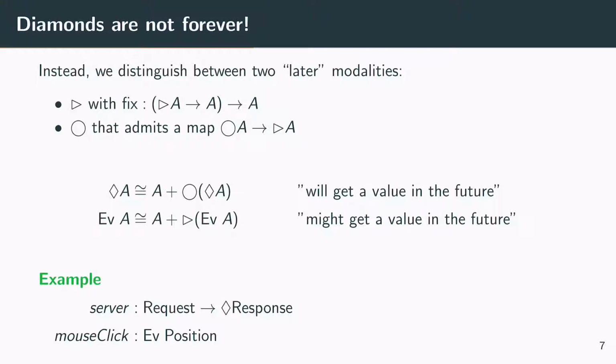So we have these examples here for these types. So we get our server type as expected. So given a request, the server will eventually come up with a response. But we can also model a mouse click as an event, right? Which, if the mouse is eventually clicked, then we get the position of the mouse cursor. But the user might decide never to click the mouse, right? So we might never get such an event.